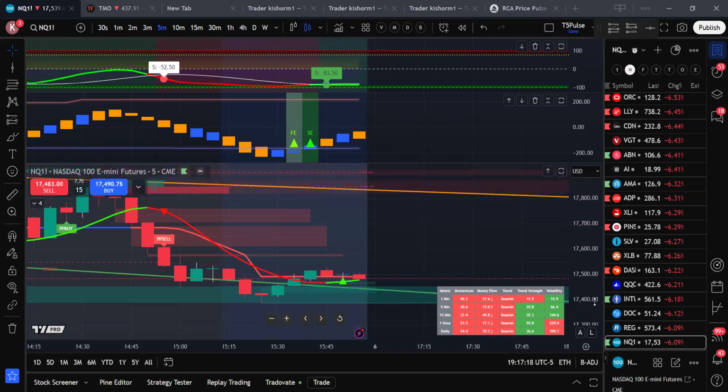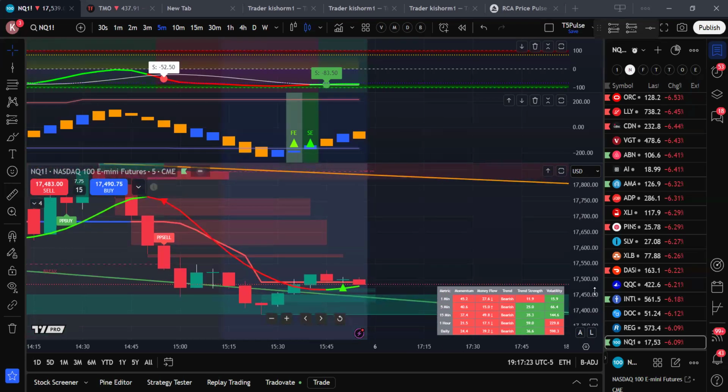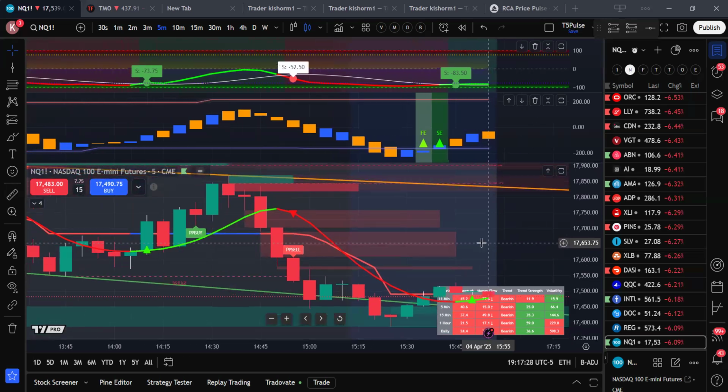And Kishore, one question: if the squeeze or the consolidation is breaking, what is the alarm? What alert is that for that in T5?